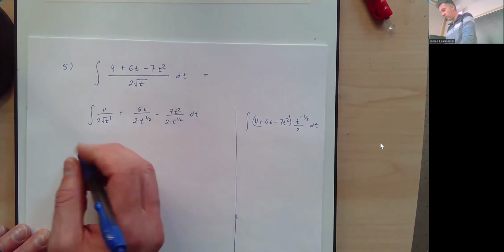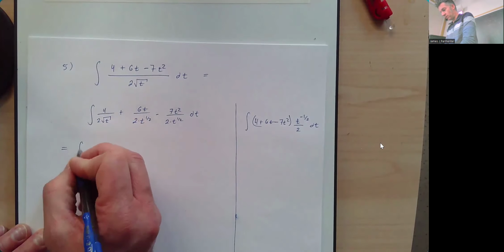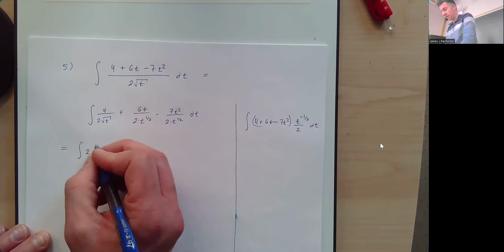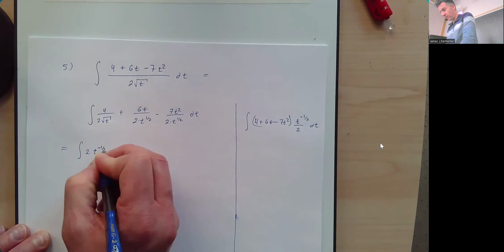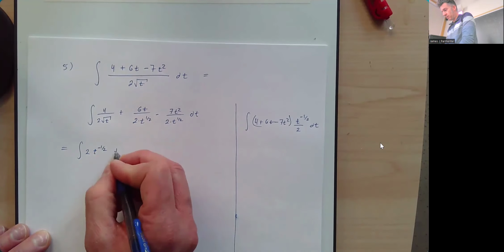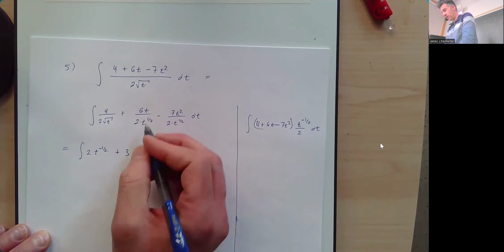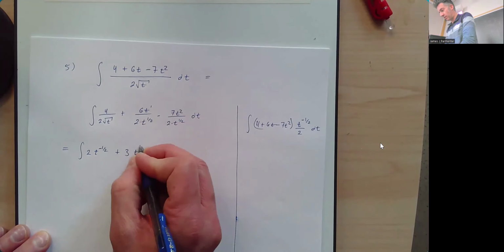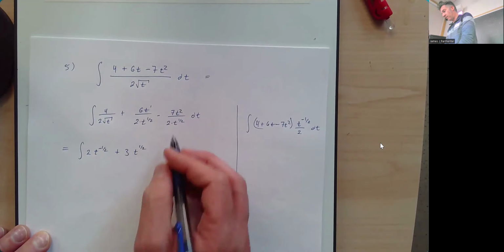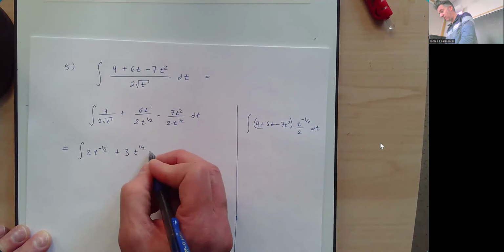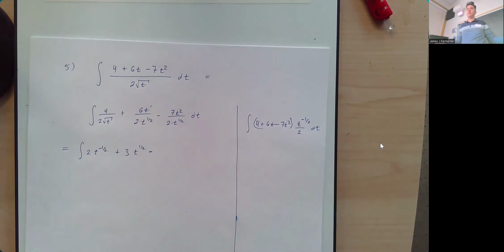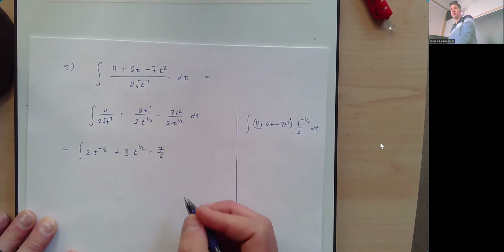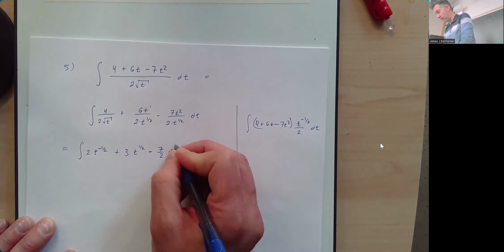Here, I'm going to do the division. 4 divided by 2 is 2, and 1 over t to the 1/2 becomes t to the negative 1/2. 6 divided by 2 is 3. t to the first divided by t to the 1/2, we subtract those powers and we get t to the positive 1/2. And then finally over here, 7 divided by 2 just stays as 7 divided by 2. You could write 3.5 if you wanted to. I would not choose to. And then t squared divided by t to the 1/2, we subtract those powers, and 2 minus 1/2 is 3/2.